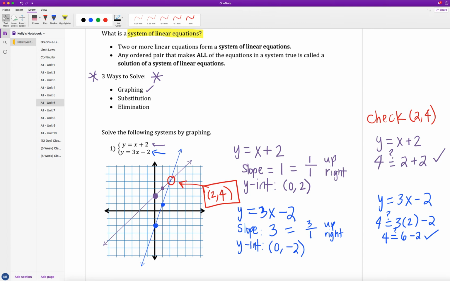So one thing that you're going to keep hearing me say throughout not only this video, but all the rest of the videos in this unit, is that when we're solving a system of equations, our answer is going to be the coordinate pair that makes that true for both of those equations. So I wouldn't write my answer as x equals 2 and y equals 4. I want to write it as the coordinate pair 2, 4, because it's representing that point on the graph.